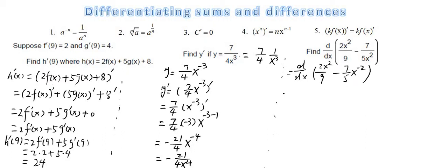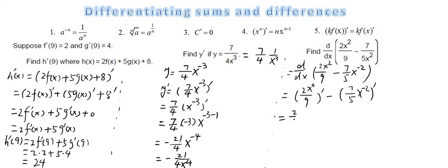And then we can apply the sums rule. For this one, we can write it down as 2 parts: one is 2 over 9 x squared, subtract 7 over 5 x to the power negative 2, prime. For each term we're going to use the constant multiple property.